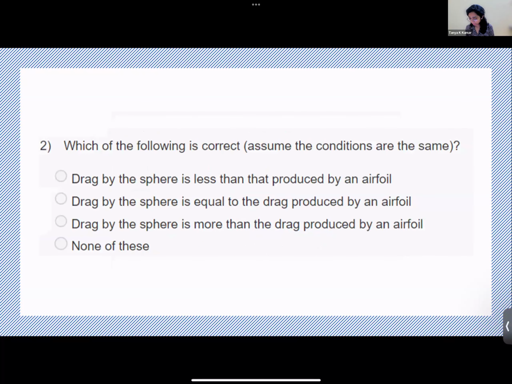A positively cambered airfoil has a positive camber. Very simple. Which of the following is correct? Assume the conditions are the same. Drag produced by a sphere is less than produced by an airfoil, equal to produced by an airfoil, or greater than produced by an airfoil.